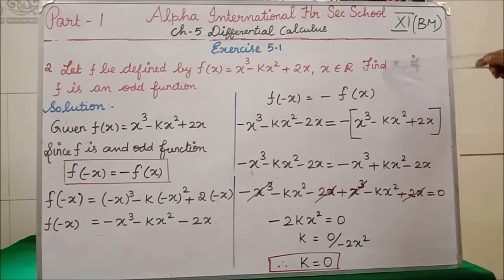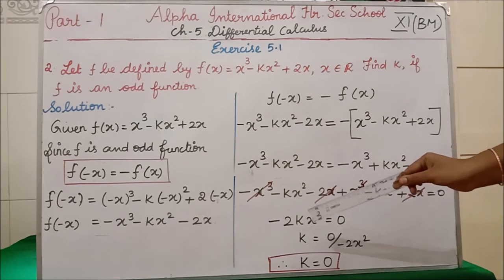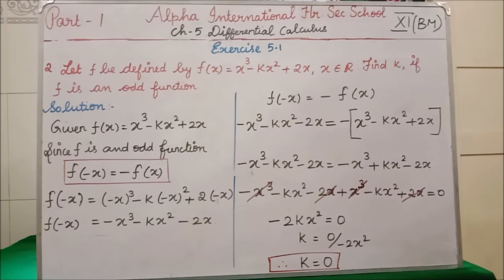In the question we need only the k value. So I am keeping this k, remaining all the terms I am bringing down. 0 divided by minus 2x square. 0 divided by any number, the answer is what? 0. So therefore k is equal to 0. We have found the value of k is what now? 0. Clear? Next we will see the third question.